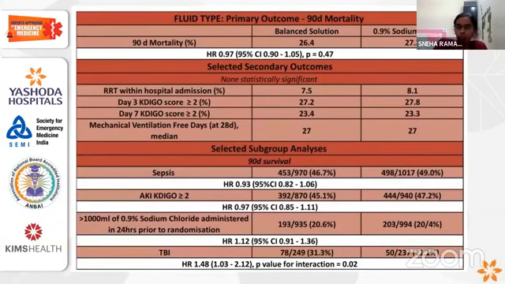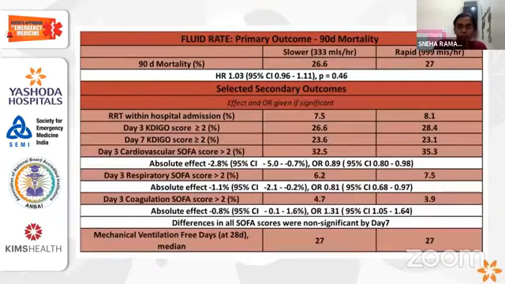And the subgroup analysis was also similar, except that for the traumatic brain injury, the balanced solution has more mortality when compared to the sodium chloride solution. It shows that the sodium chloride solution is better when compared to the balanced solution for the traumatic brain injury groups. And regarding the fluid rate, for the primary outcome, that is 90-day mortality, it is almost similar. That is, 90-day mortality for the slower administration as well as the rapid bolus administration is almost similar. And the selected secondary outcomes were almost similar for the balanced crystalloid group as well as the normal saline group.